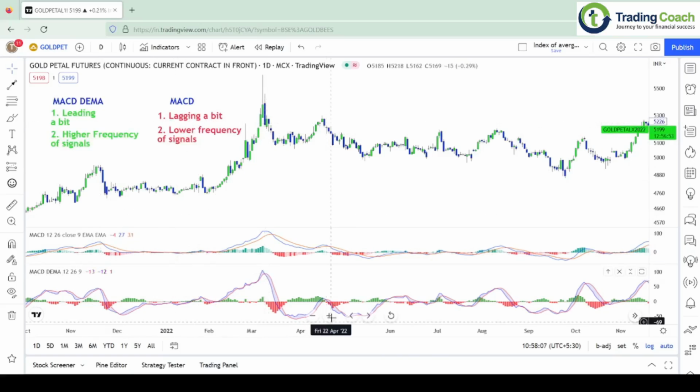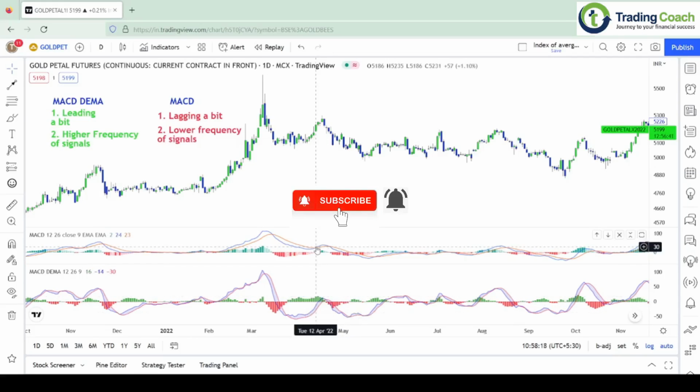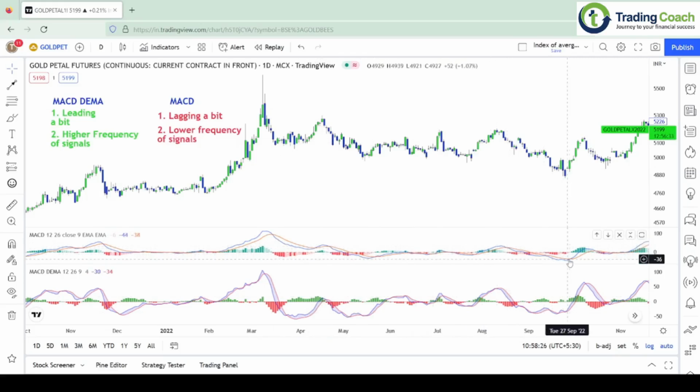The second most important thing is that you can notice the number of signals you are getting from MACD as well as MACD DMA. So if you look at MACD, we have a couple of signals here. Say for example, we have 1, 2, 3, 4, 5, 6, 7, 8, 9. So over a period from 4th March 2022 all the way till somewhere around 9th November 2022, we had somewhere close to 6 or 7 signals.